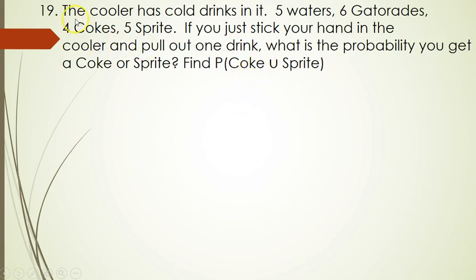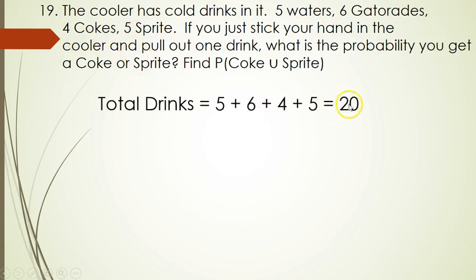So again, we have to figure out how many total drinks we have. So we're going to add the 5 and the 6 and the 4 and the 5 together. That gives us 20. Then we want to know how many of them were Cokes. Well, before we go on to that, let's talk about whether this is going to be mutually exclusive or inclusive. It says you pull out one drink. So is there going to be any overlap if you're only pulling out one drink? No, you're right. So this is going to be a mutually exclusive problem.